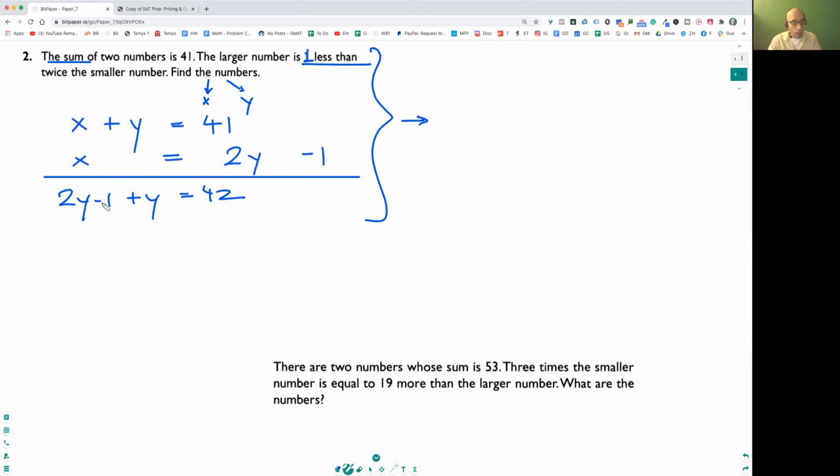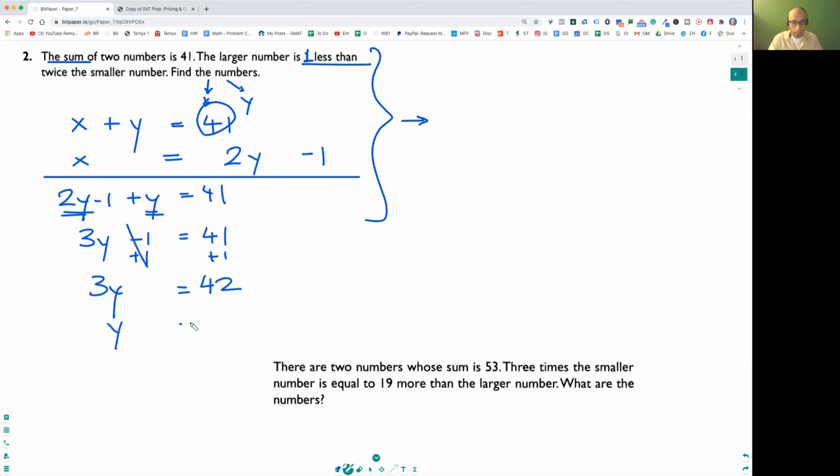Now it's easy, 2y. Here you have to group them together. So 2y plus y is 3y, minus 1, is equal to 42. Sorry, it's equal to 41, my bad. I copied it wrong. So that's 41, right? I'm just copying this over here, and now it is equal to 41. I'm just grouping this, and now I add 1 to both sides. So you get 3y, and this cancels out, is equal to 42, right?